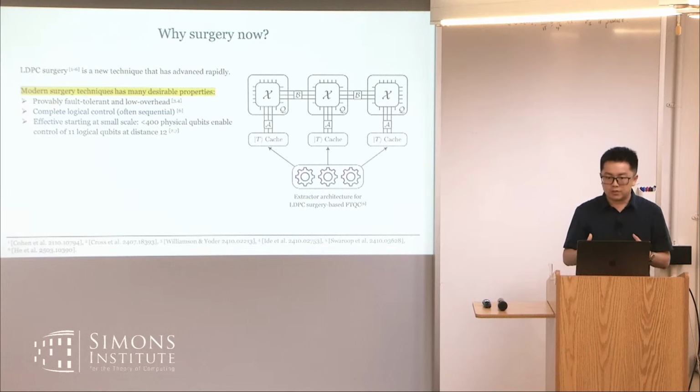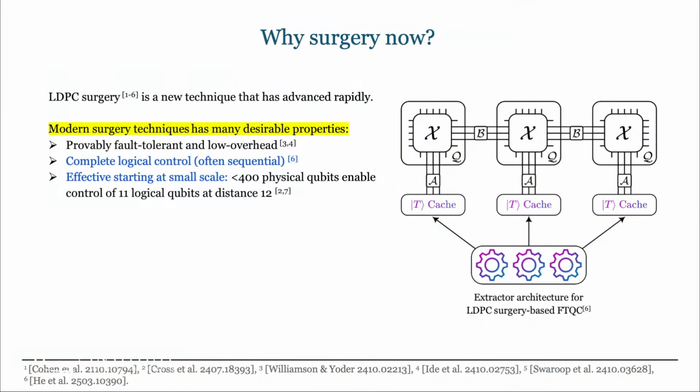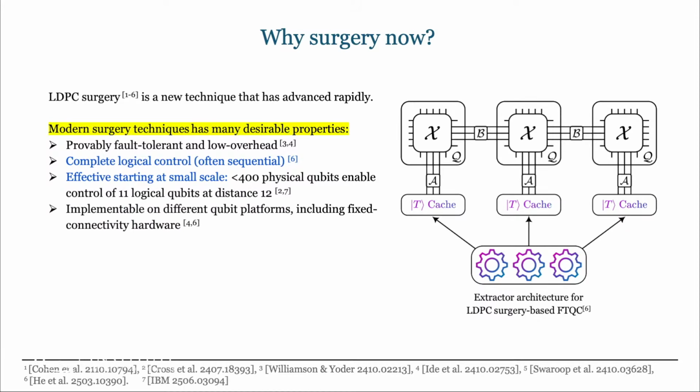It is effective starting at very small scale. So with as few as 400 physical qubits, we can control 11 logical qubits at distance 12. This is something that was quite surprising before we found out. And furthermore, LDPC surgery can be implemented on different qubit platforms. It can be done in superconducting, obviously on neutral atoms, also on photons. A lot of these hardware platforms can support LDPC surgery.